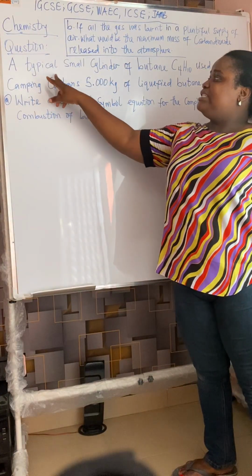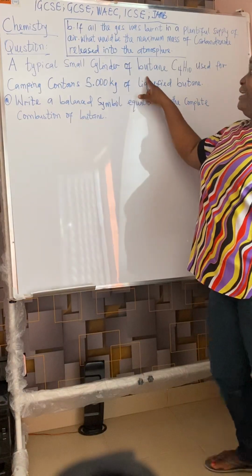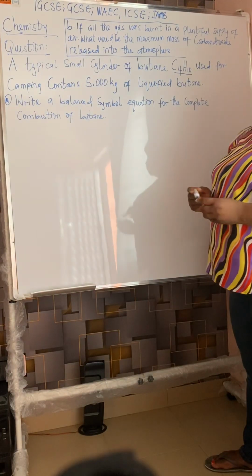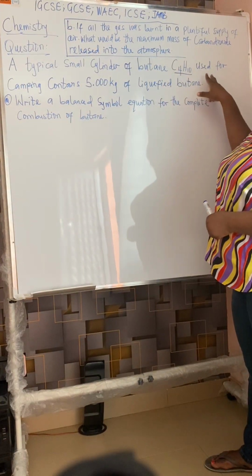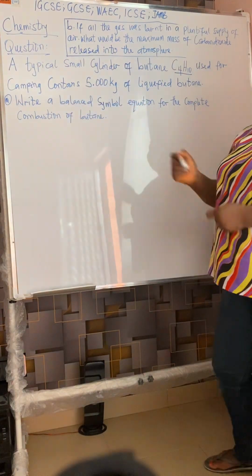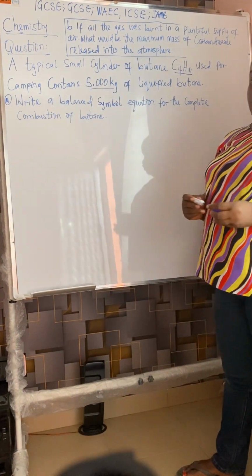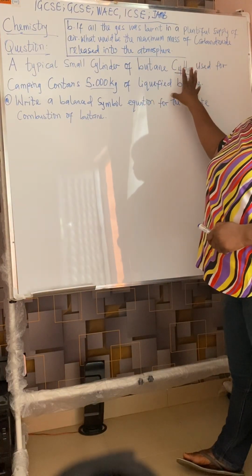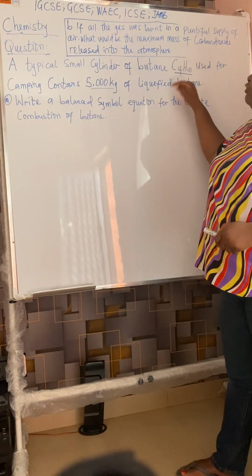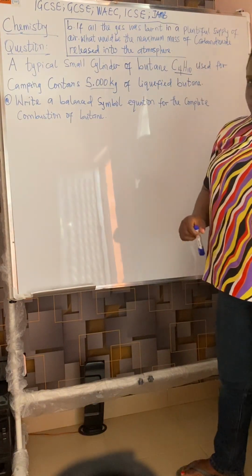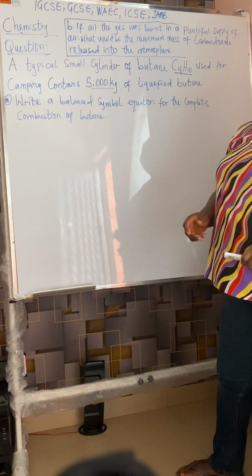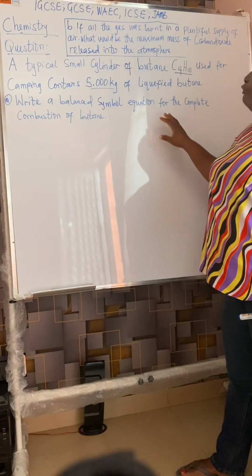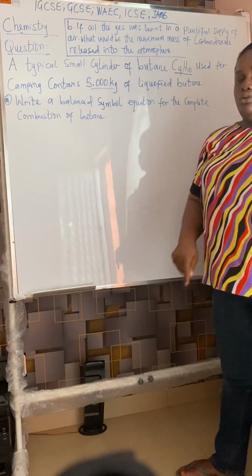They said a typical small cylinder of butane. This is butane. This is the formula for butane. A typical cylinder of butane used for camping contains 5 kg. This is the information we know. So we know two things: that the compound is butane, and we have 5 kg of butane. They want us to do something with this information. They said that we should write a balanced symbol equation for the complete combustion of butane.